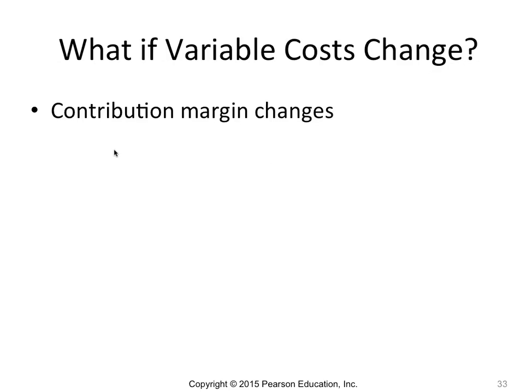So what if variable cost changes? Contribution margin changes, because revenue minus variable cost, or variable expense, is contribution margin. So if variable cost changes, for sure the contribution margin is going to change. They're going to change in opposite directions. If variable cost increases, our contribution margin is going to decrease, and if the variable cost decreases, our contribution margin is going to increase. Break-even point will also change.